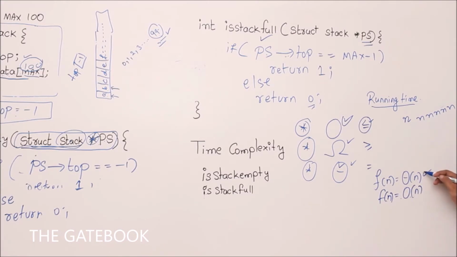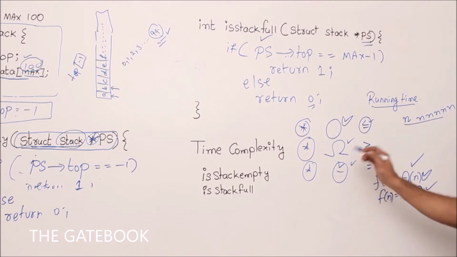Sir, you said f of n is theta of n? Yes, because your program's running time is always equal to n. Yes or no? That's why go for theta of n. That is also correct. When any program's running time is always equal to n, then you say f of n equal to theta of n. If it is always less than or equal to n, then go for order of n. It all depends on your perception. What do you want to say? So third one, omega of n.